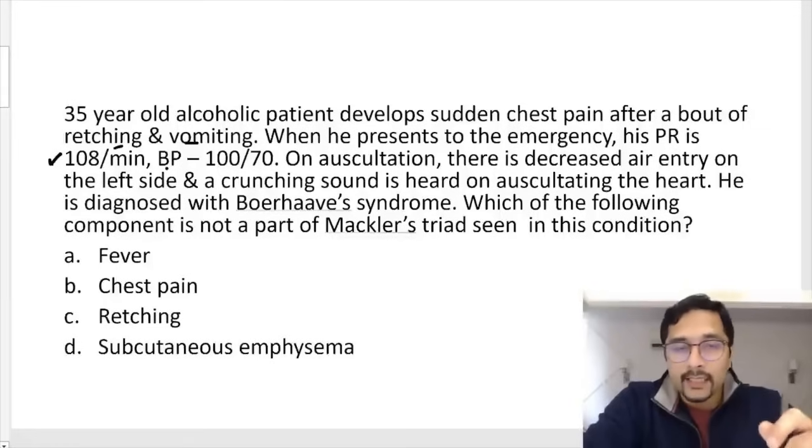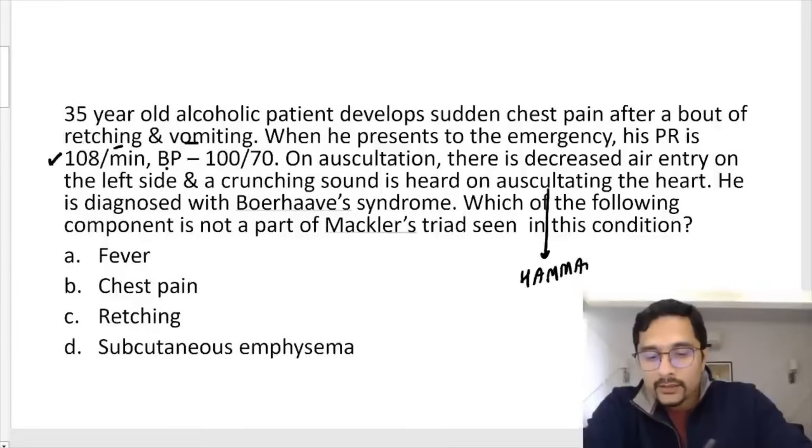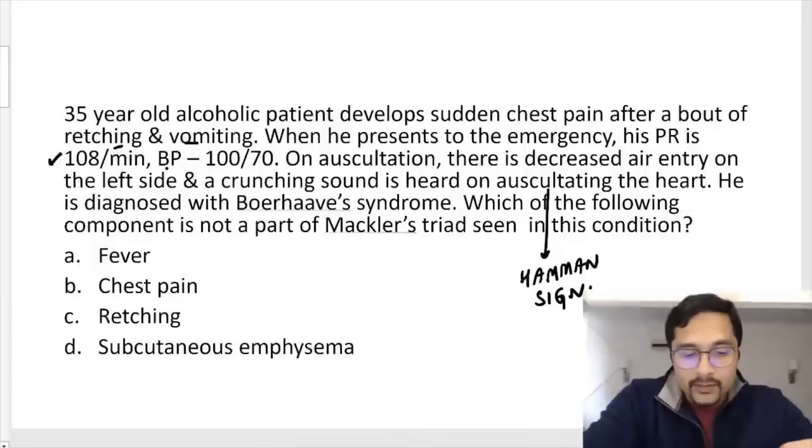On auscultation, there is decreased air entry on the left side and a crunching sound is heard on auscultating the heart. This crunching sound is known as Hammond sign. And he is diagnosed with Boerhaave syndrome, which is not a part of Mackler's triad. So fever is not a part of Mackler's triad.